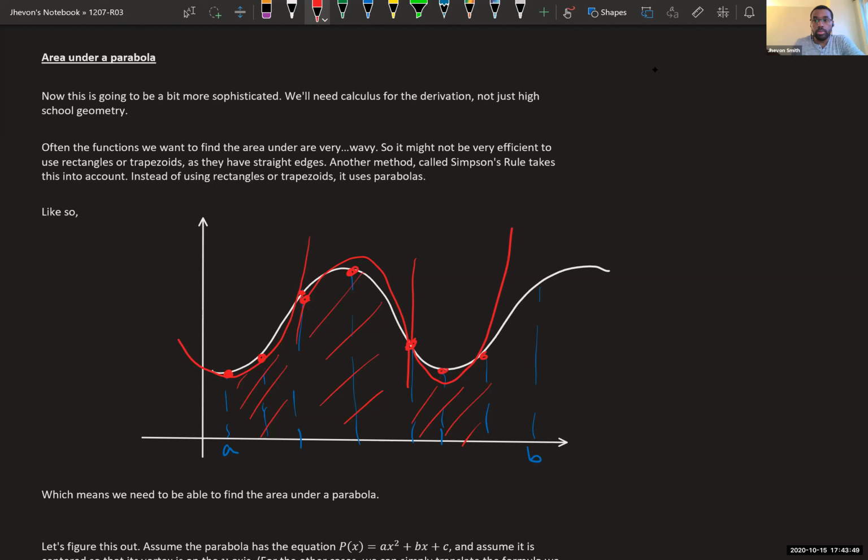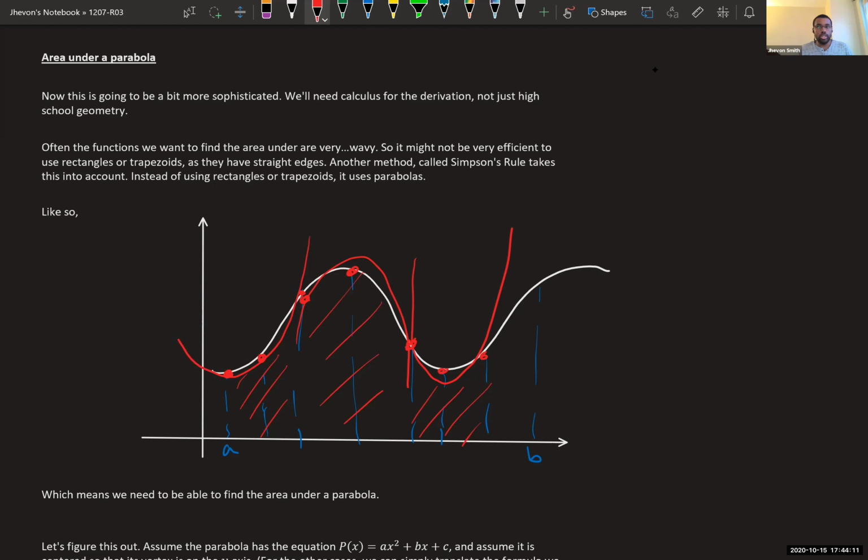Now this would be assumed to converge even faster than the trapezoid rule, because the trapezoid rule still had straight edges and we had curved wavy functions. So maybe taking a function that was itself wavy would be a good idea, right? So the parabola is one of the most basic functions. This leads to Simpson's 1/3 rule, as it's called. And that's the rule that uses parabolas.